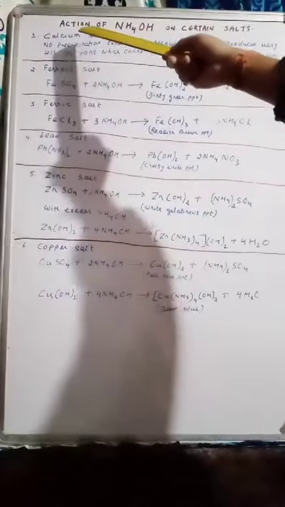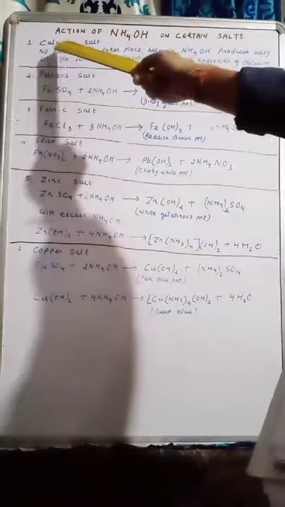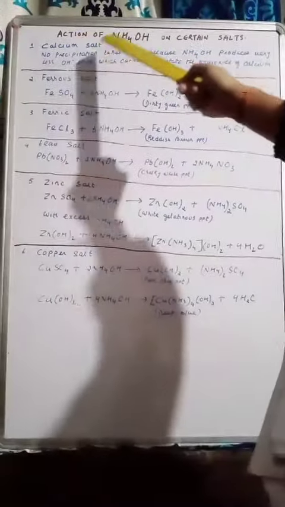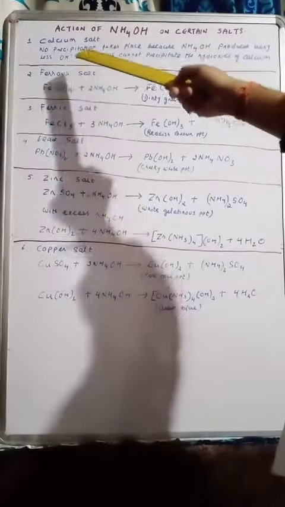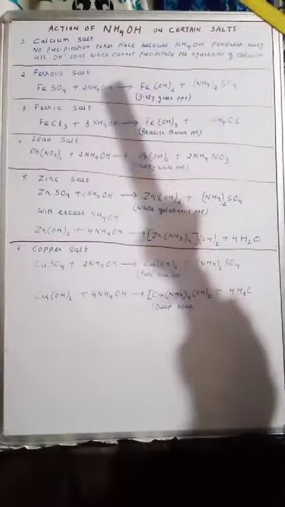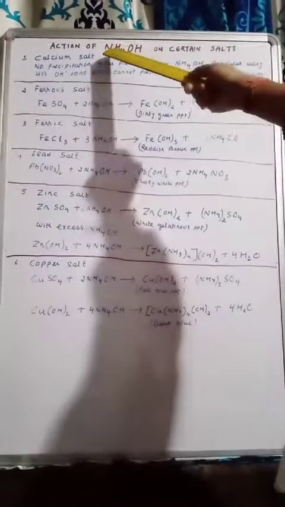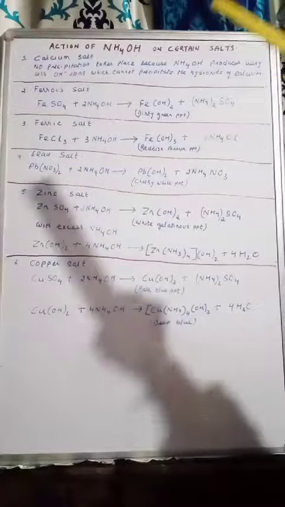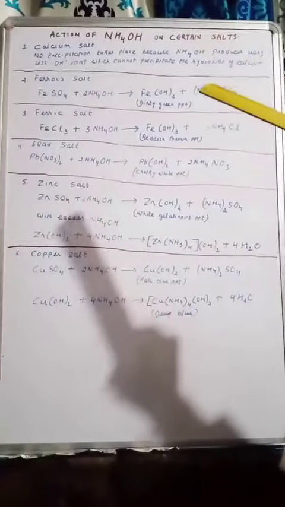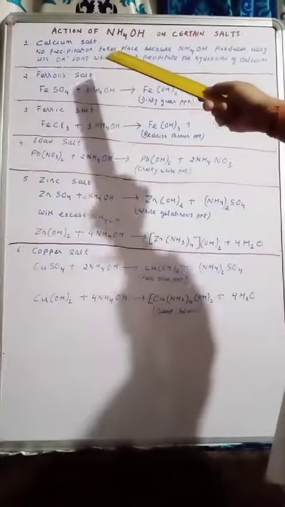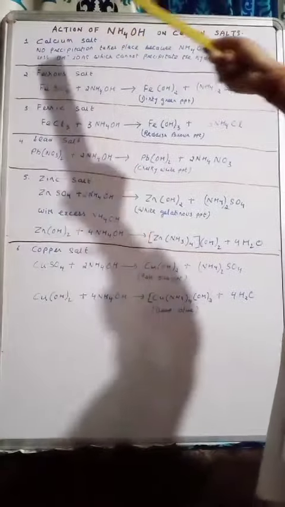Video, I'll be explaining the action of ammonium hydroxide on certain salts. First one is with calcium salt. So if you add ammonium hydroxide to calcium salt, you will not see any precipitate getting formed. The reason is because ammonium hydroxide produces very little hydroxyl ion, which cannot precipitate the hydroxides of calcium.